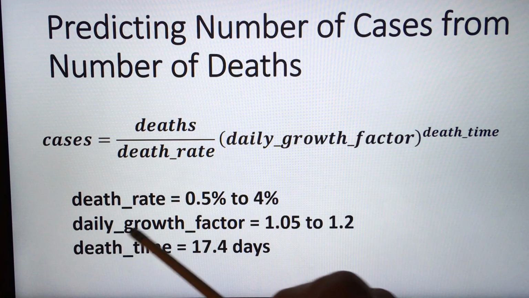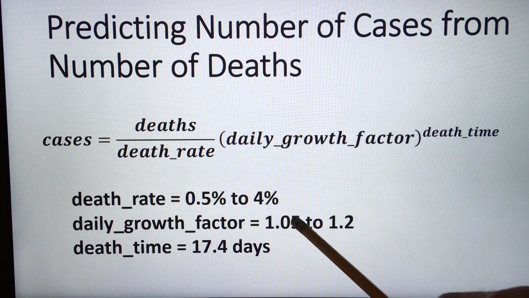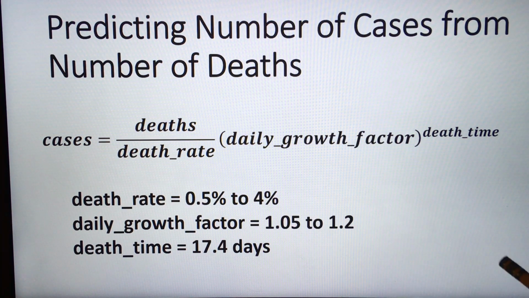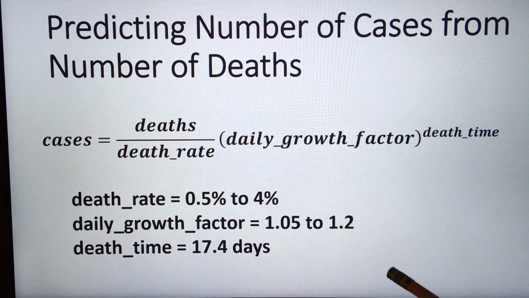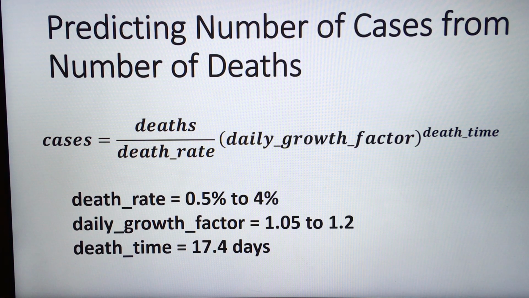And then the daily growth factor: what is the multiplication factor each day? This is saying 5% growth. This is saying 20% growth. And then this death time, this is saying how long from when somebody contracts the disease until they die. So this is an estimate. On average, maybe it takes 17 and a half days.